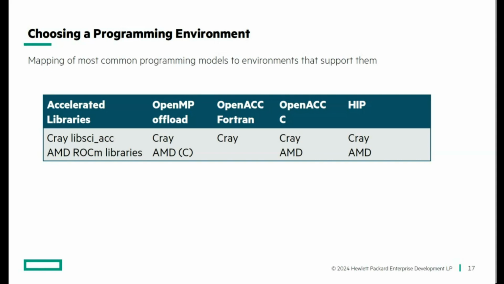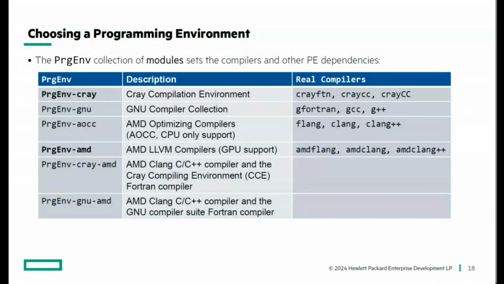OpenACC for C is supported by both the Cray and AMD compilers, and HIP is supported by both the Cray CCE and the AMD compilers. And these are the modules that are available. So you're used to the top three. The new one is ProgEnv AMD, which is giving you an AMD LLVM compiler with GPU support. And the drivers are what's listed on the right-hand column here.